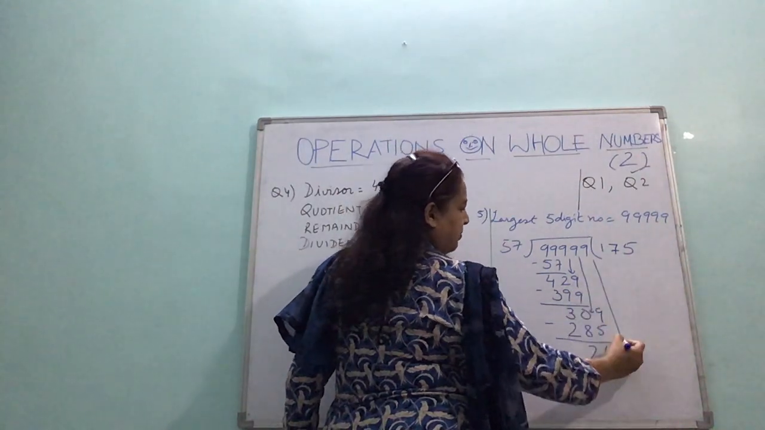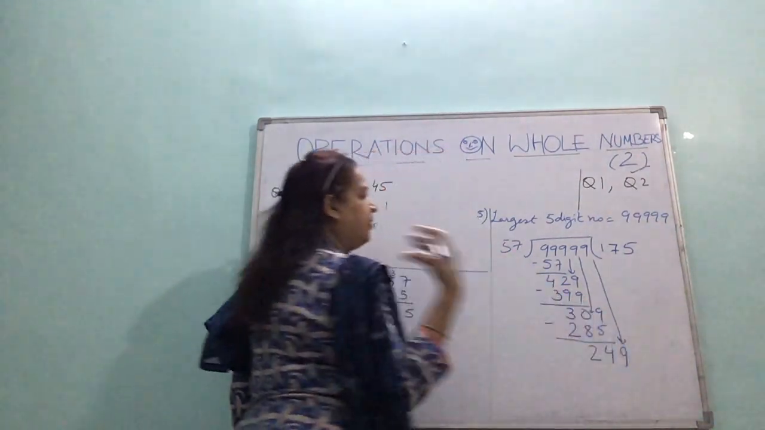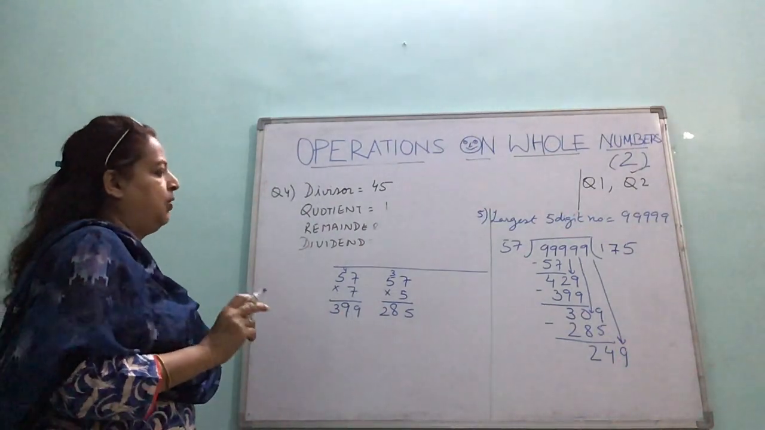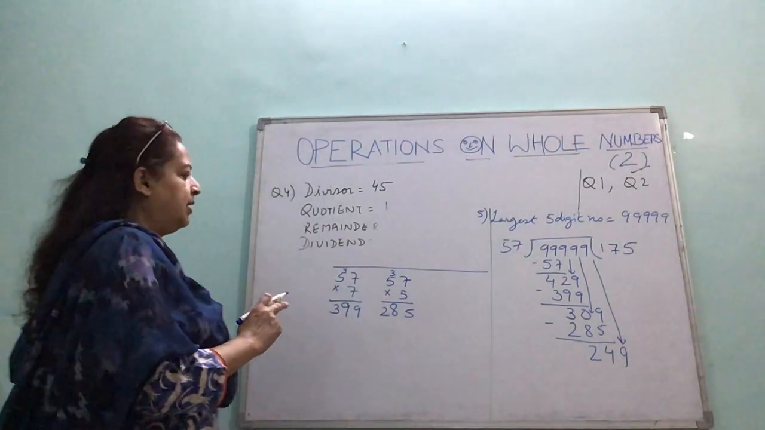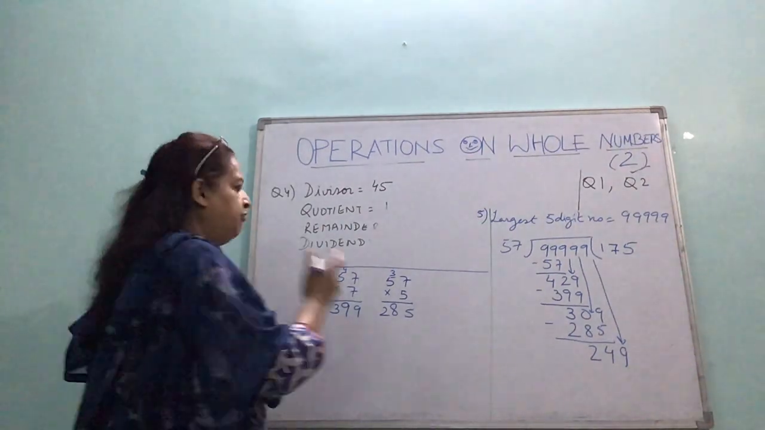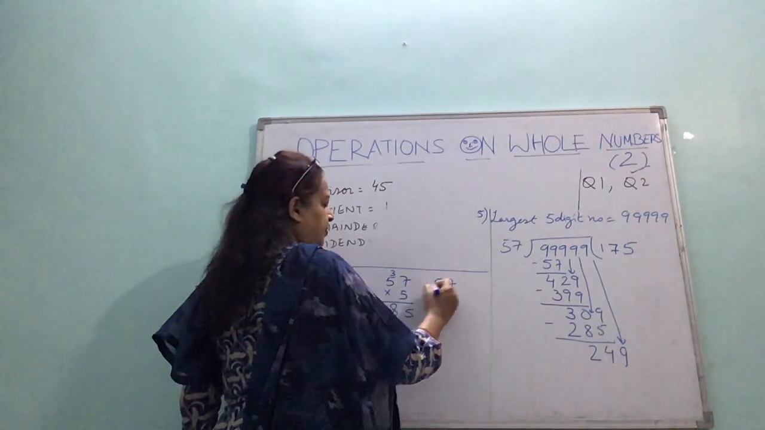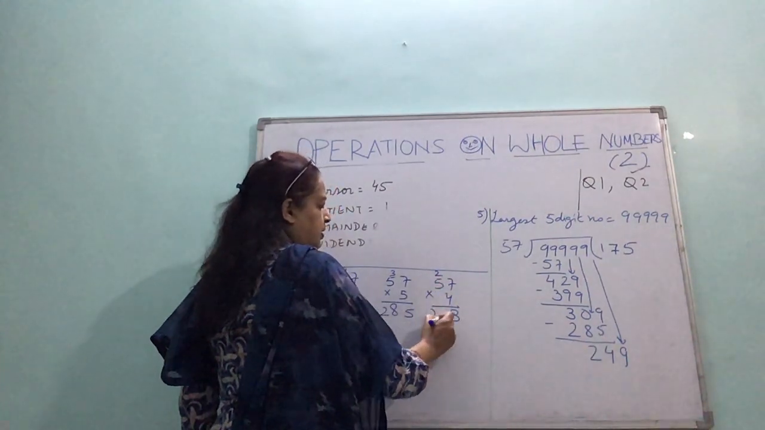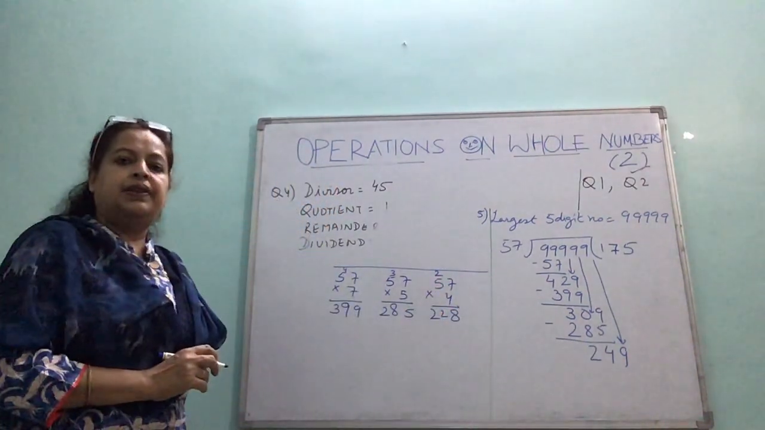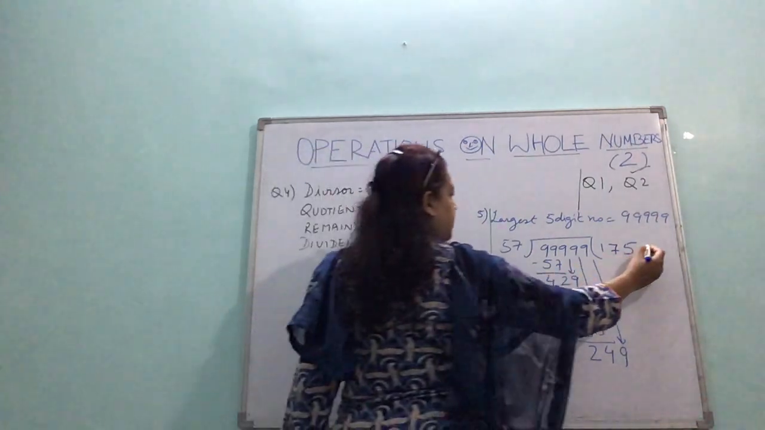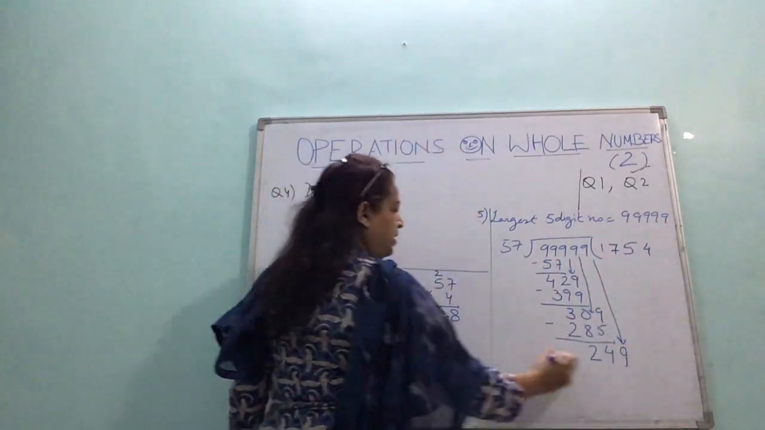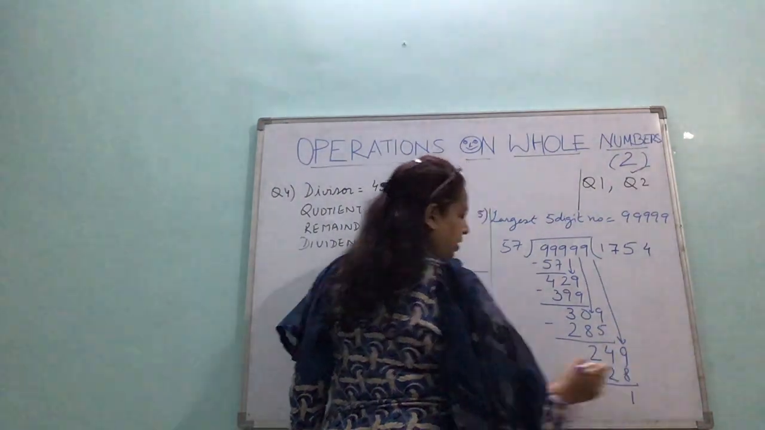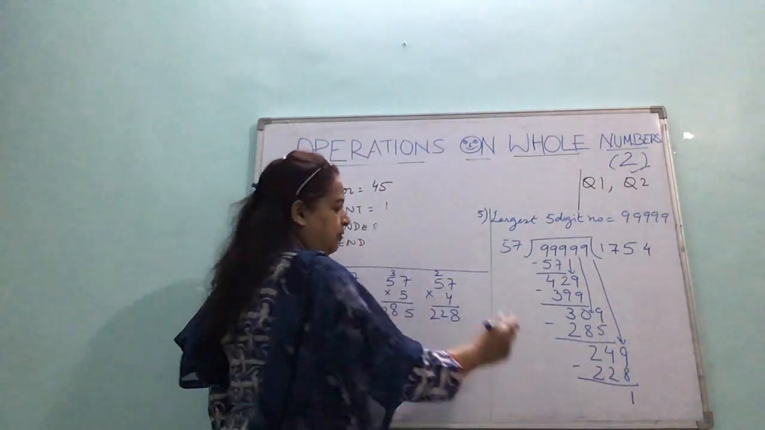Now copy the last one. 9. So 249. It should go again 4 times. Alright, so it goes 4 times. 228. 228. Copy 1. Subtract.